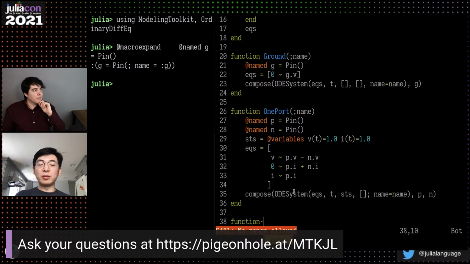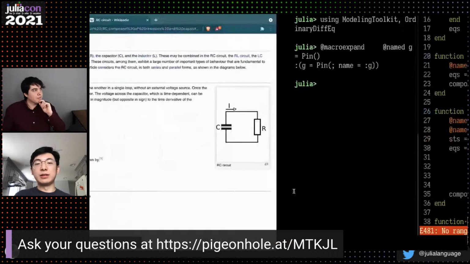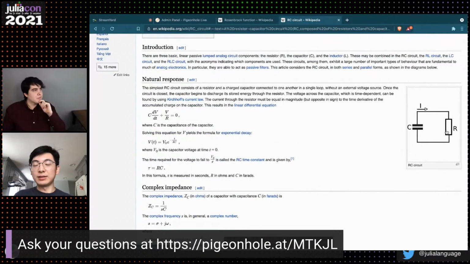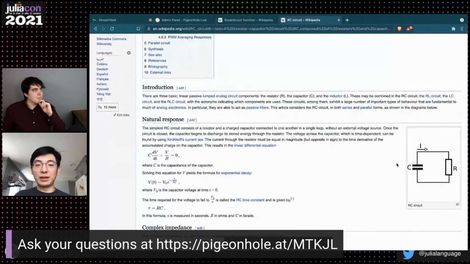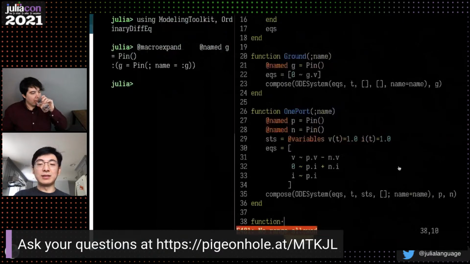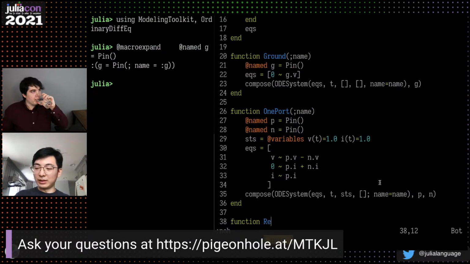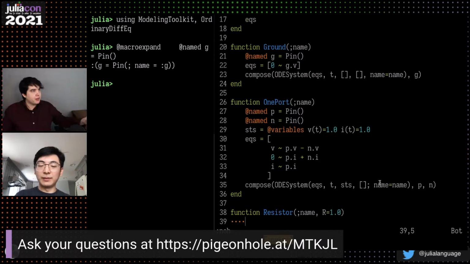Then from this one port, we can extend it to basic electrical components. So basically the capacitor and then the resistor. The resistor is easier, right? The resistor is basically saying that the current is related to the voltage with the resistance, right? So, resistor. And then the resistor should take a parameter value that is the resistance, and then let's default it to 1.